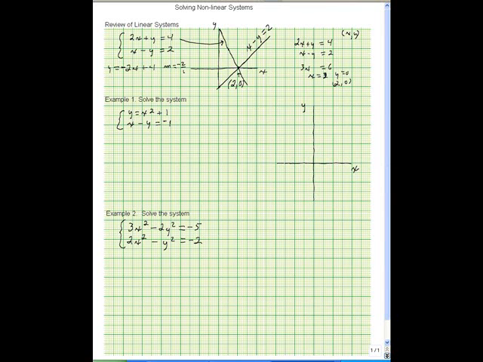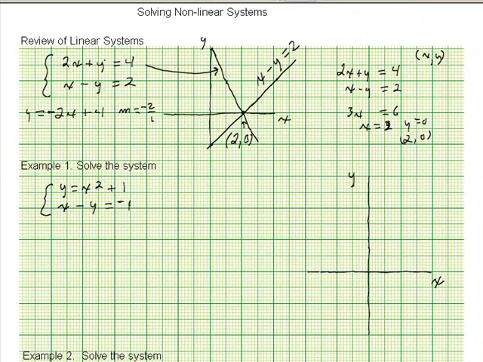This podcast is on solving nonlinear systems of equations. In the past, you've already solved linear systems of equations. Just to review that quickly, I've put a system of two equations with two unknowns.